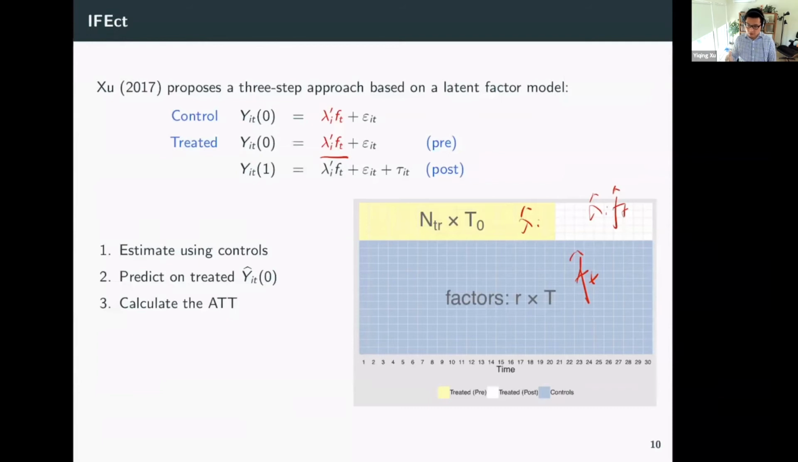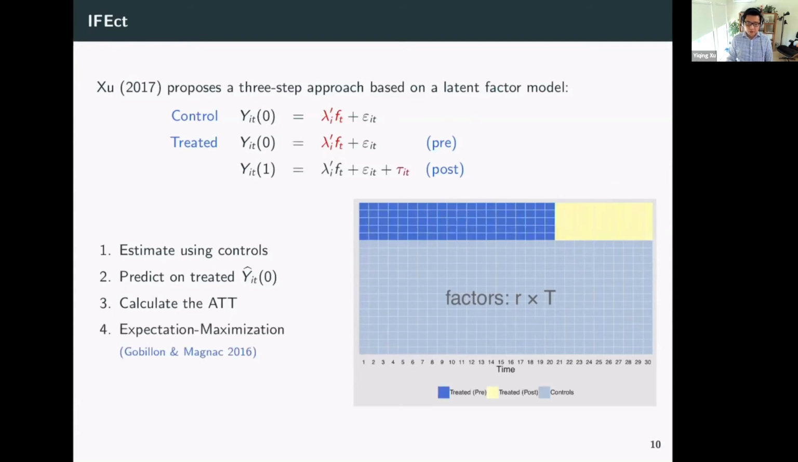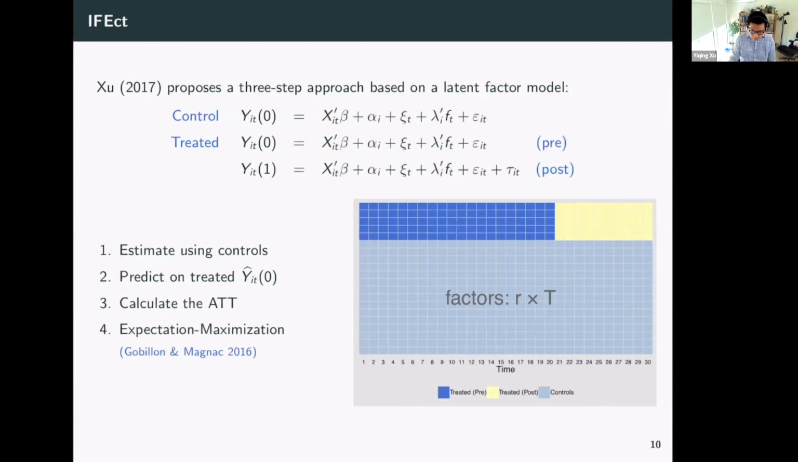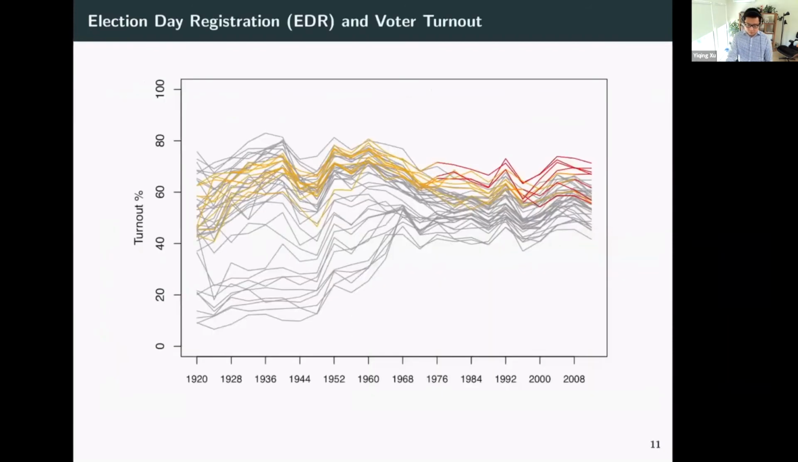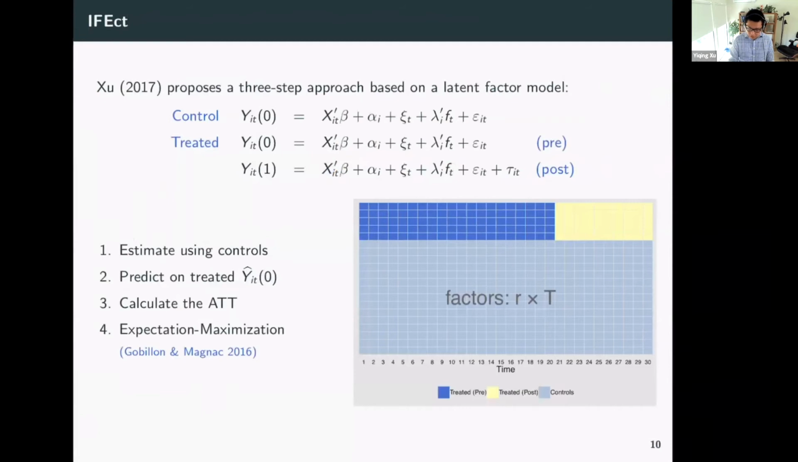you can use the so-called EM algorithm to do this iteratively, not separately estimating them, but estimating together using the expectation maximization algorithm. For those who are familiar, you know what I'm talking about. For those who are not, don't worry, the result will not be that different. Once we got the tau_it hat, we take an average conditional on D_it equals 1, and that would be our ATT estimate.